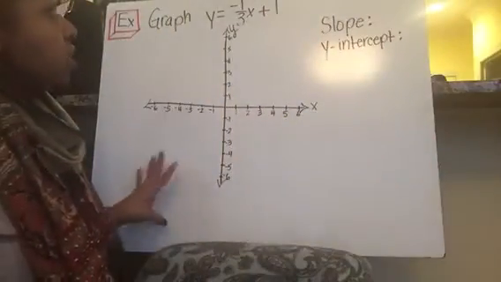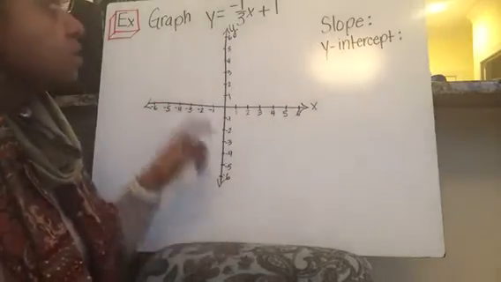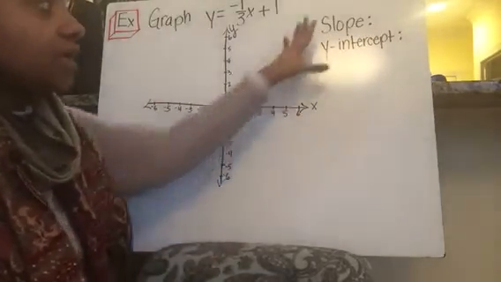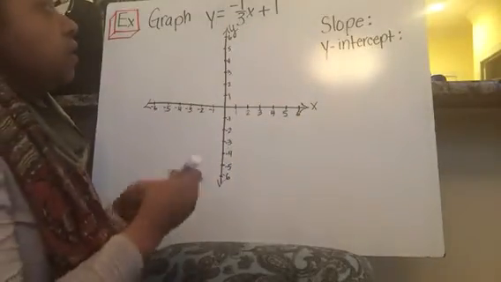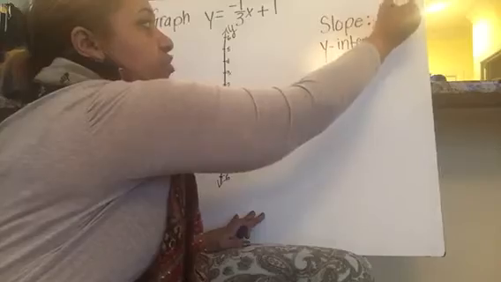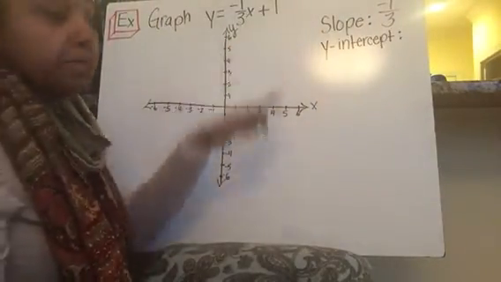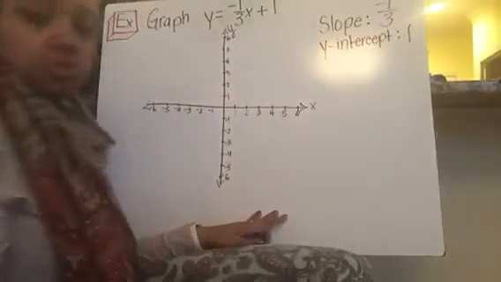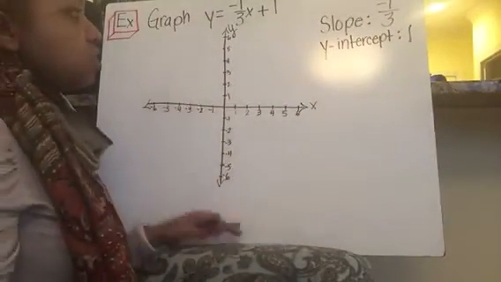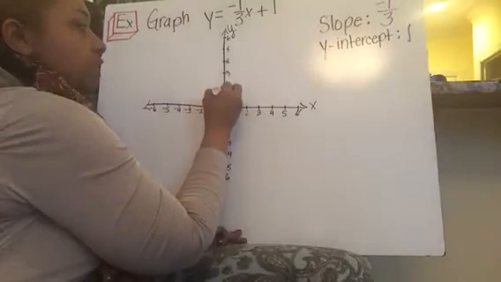All right, so this one, graph y equals -1/3 x plus 1. Let's go ahead and identify what we need. We need the slope. The slope is -1 over 3. Your starting point, your y-intercept, is 1. All right, so let's start. We start on the y-axis at +1 and we plot the point.